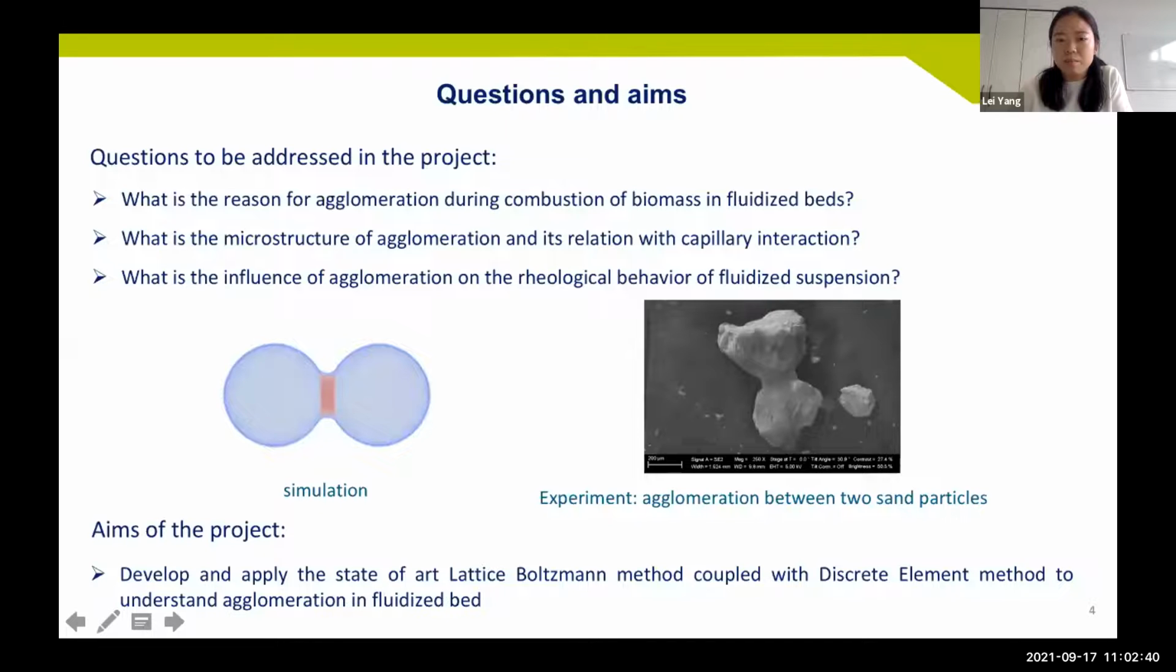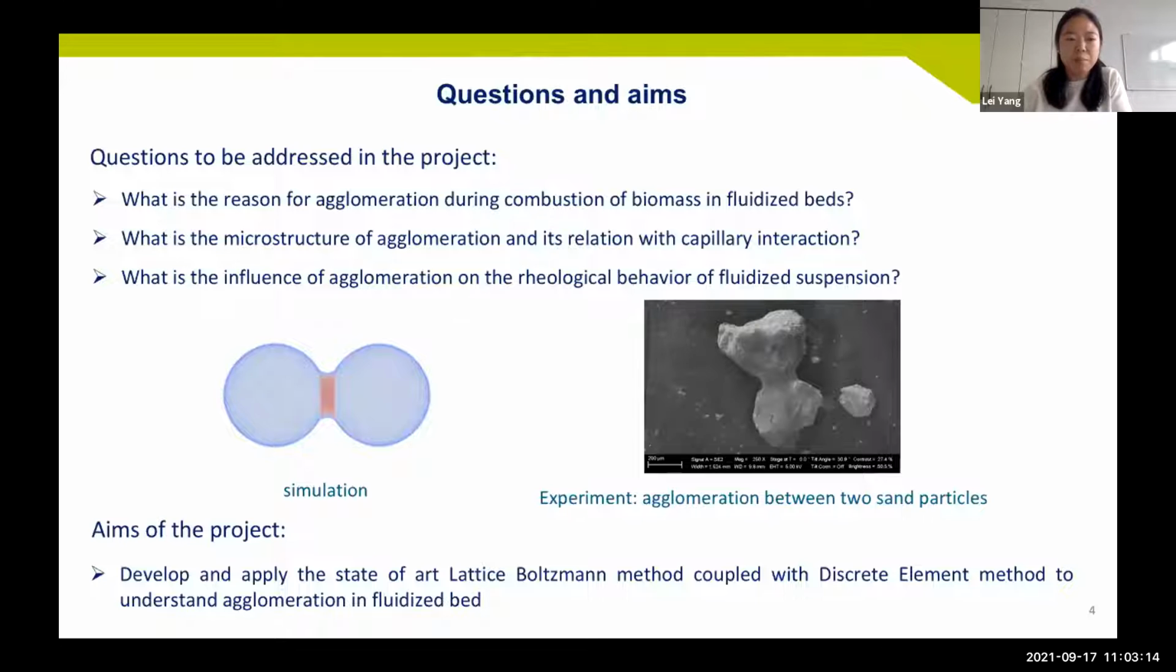This picture shows the agglomeration between two sand particles. So in the experiment on the combustion of the biomass, they really observed the liquid bridge. So this question has been answered. The second one is, what is the microstructure of agglomeration and its relation with capillary interaction? The third is, what is the influence of agglomeration on the rheological behavior of the suspension? So I will answer these two questions later.